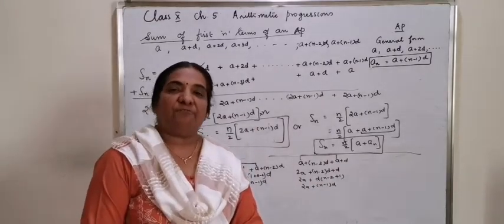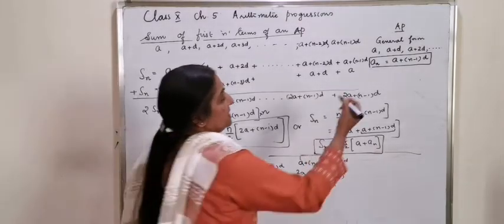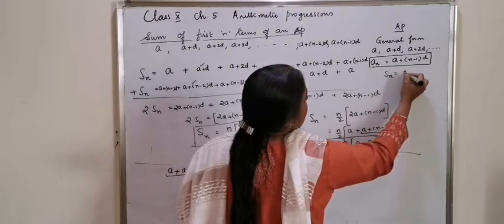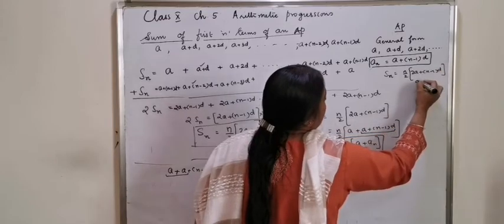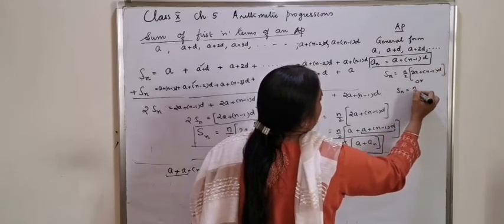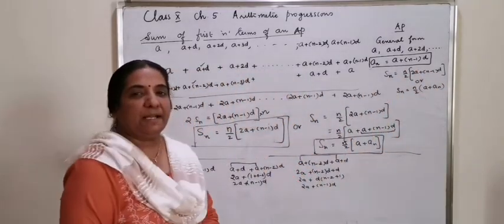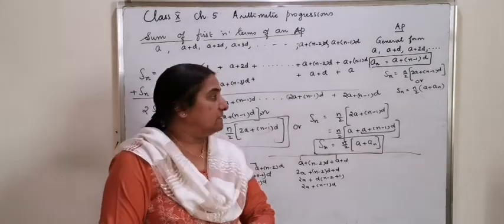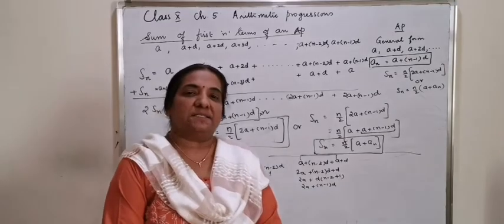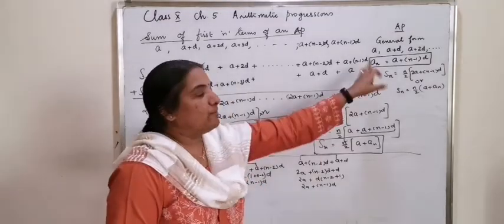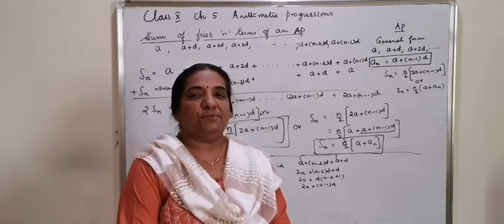So these are the main formulas. The general formula for the sum of first n terms of an AP can be calculated using Sn is equal to n by 2 into 2a plus n minus 1 into d, or Sn is equal to n by 2 into a plus an. The first formula can be applied for any AP. The second formula is applied when the nth term or the last term is given to you. But the first formula you can use for any problems based on the sum of first n terms of an AP.